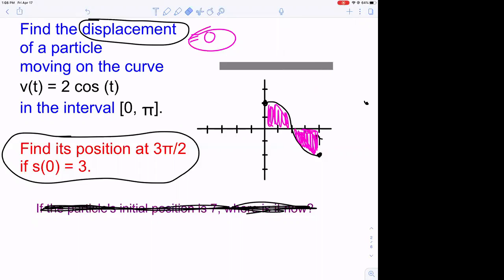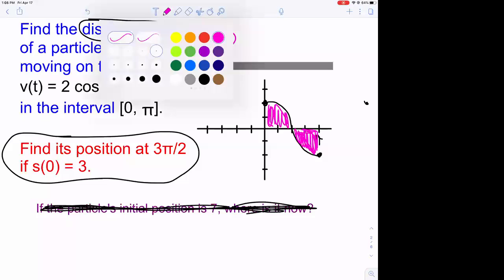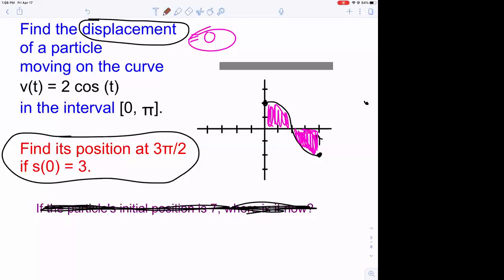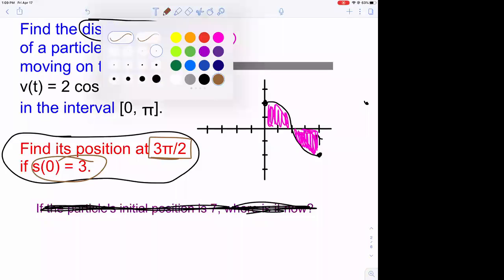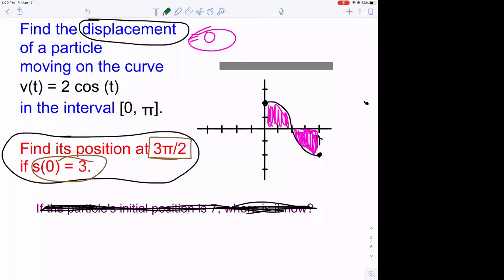So if we take a look here, what else maybe do we need to know? We want to know its initial position, or find its position at 3 pi over 2 if its initial position is here. I think the easiest way to do that, we could do it with some displacement ideas, but I think the easiest way is to say, oh, well, we can go backwards to the position function, right?